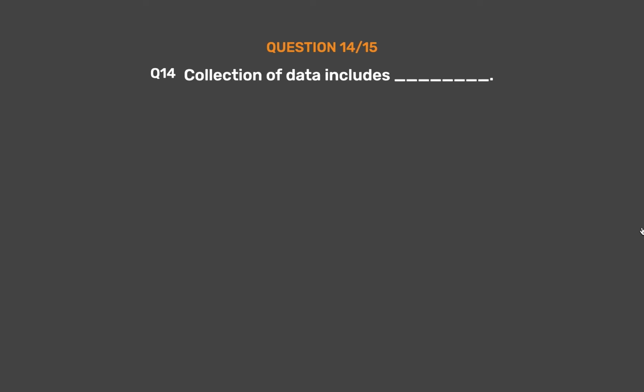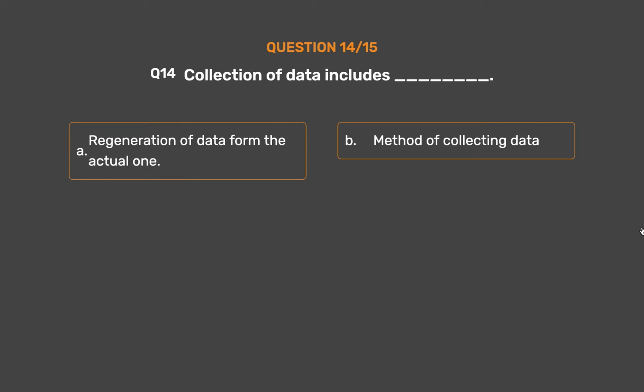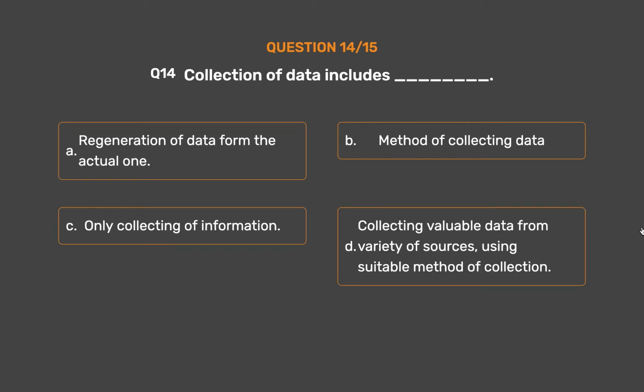Question number 14. Collection of data includes _. Option A. Regeneration of data from the actual one. Option B. Method of collecting data. Option C. Only collecting of information. Option D. Collecting valuable data from a variety of sources, using suitable method of collection.